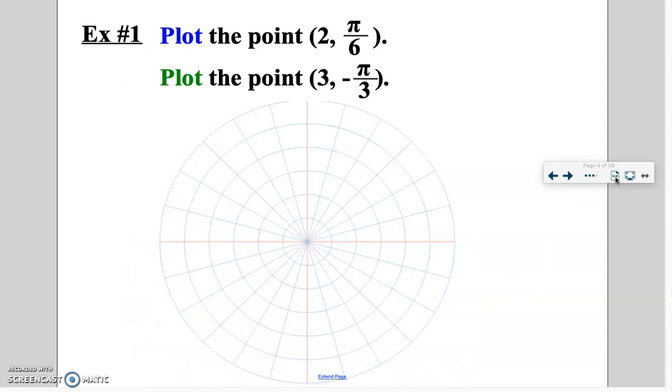All right, so the first one, we want to plot the point at (2, pi/6). We're going to do this in blue, and we're going to label this point A.